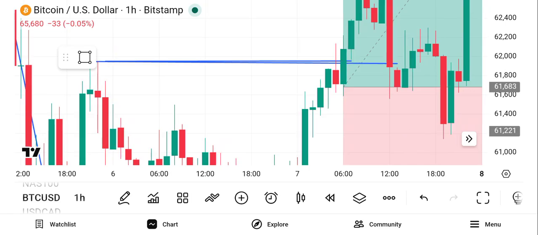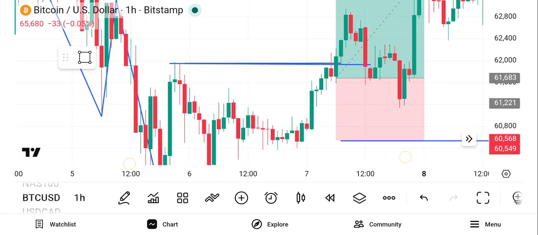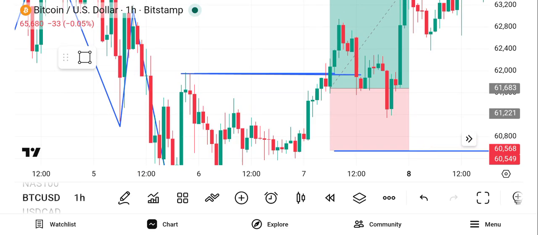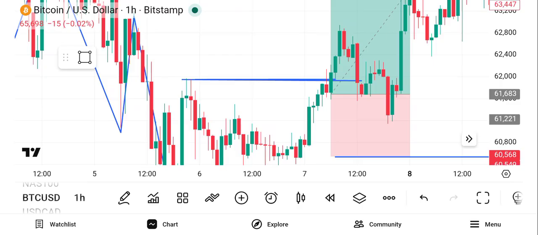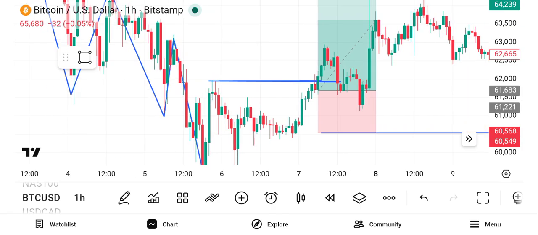Now we have gotten the structure part of the strategy, which is a market structure shift. Then we have gotten the inducement part of the strategy, which is this first valid pullback. Now the point of entry part of the strategy is what we need to get. There are different points of interest that we make use of. We make use of order block and a breaker block. In this video, since I make use of a breaker, I'm going to explain only a breaker block.